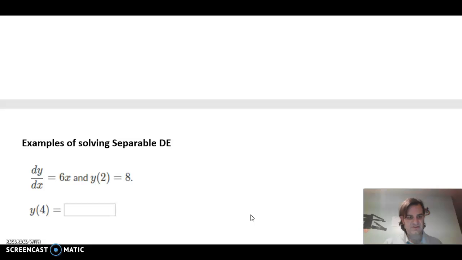So this problem comes from Khan Academy. It's dy dx equals 6x. So that seems like a very small, simple equation. Now in this one they do give us an initial condition, or at least a condition, and they ask us to find something else. But let's go through solving dy over dx equals 6x.